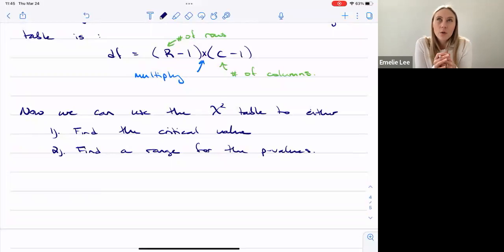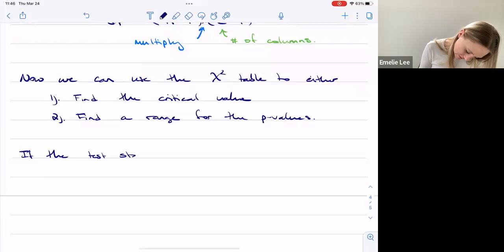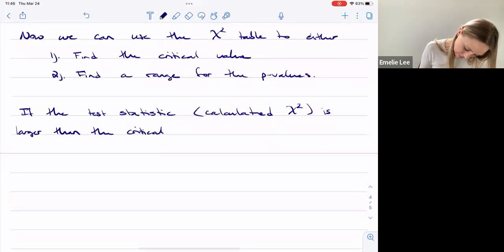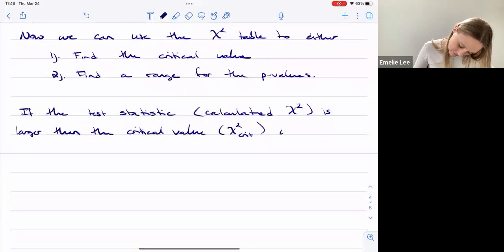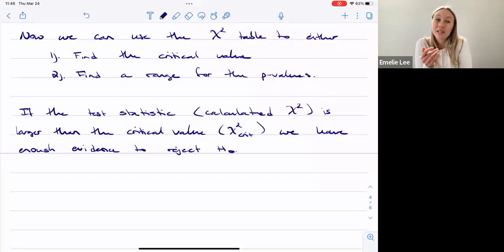So if our test statistic, which is our calculated chi-squared, is larger than the critical value, which we've been denoting chi-squared critical, we have enough evidence to reject H0 in favor of HA. But I'll just end it there because I've got a page break.